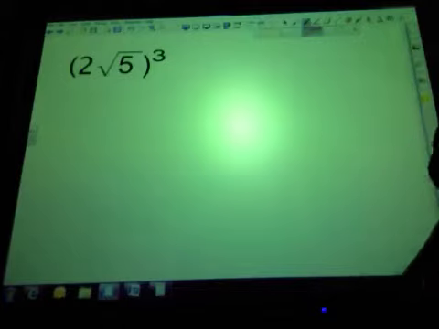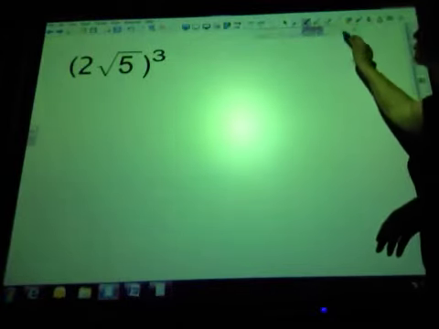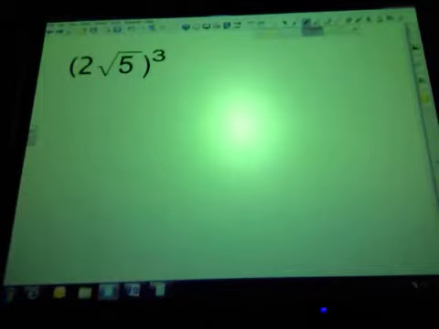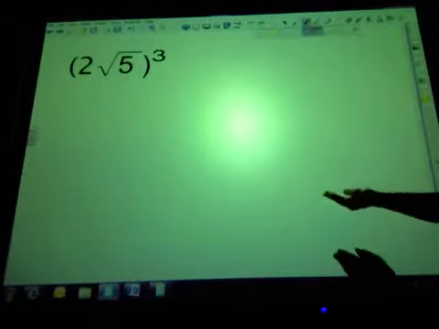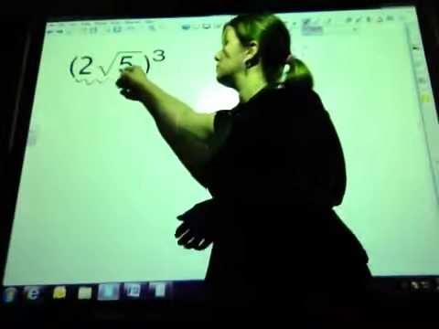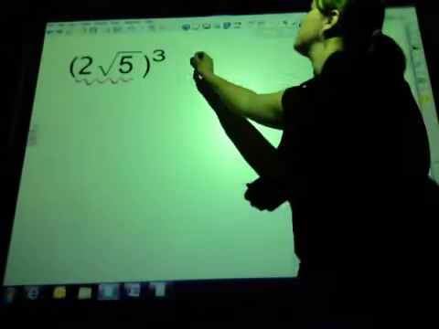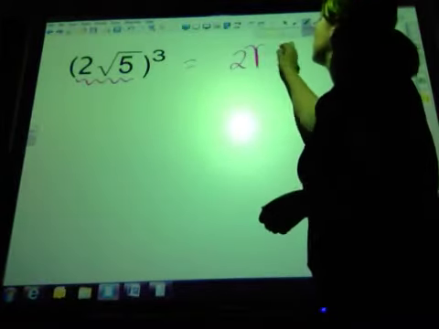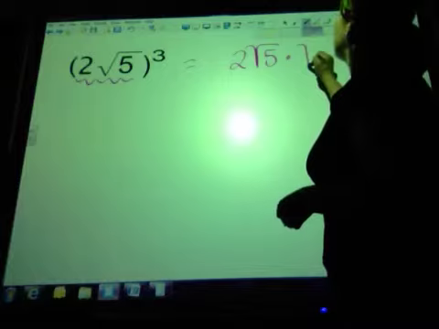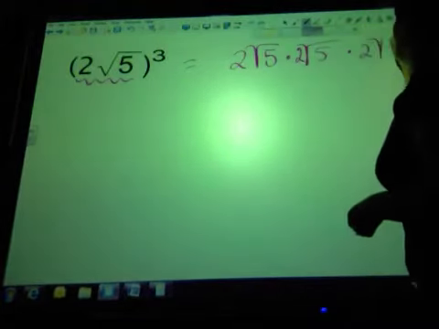This is when you have parentheses and an exponent on the outside. So what this means, anything to the third power means you're going to multiply that thing, in this case that's 2 times the square root of 5, times itself 3 times. So all this means is 2 times the square root of 5 times 2 times the square root of 5 times 2 times the square root of 5.